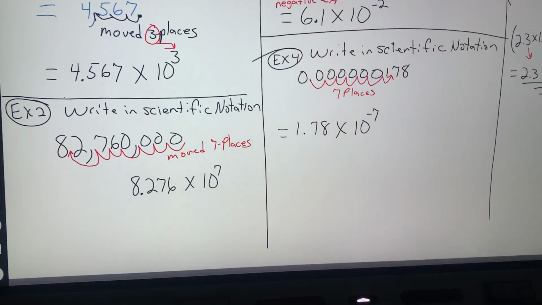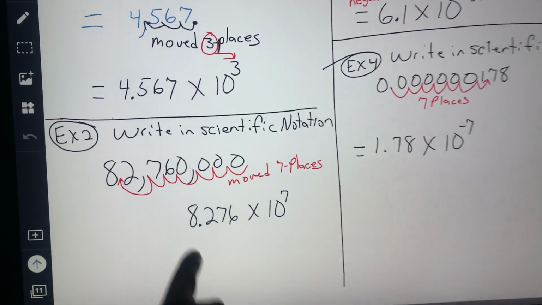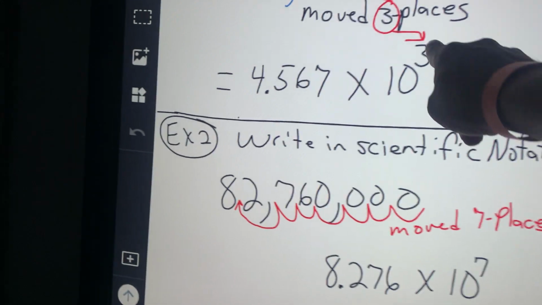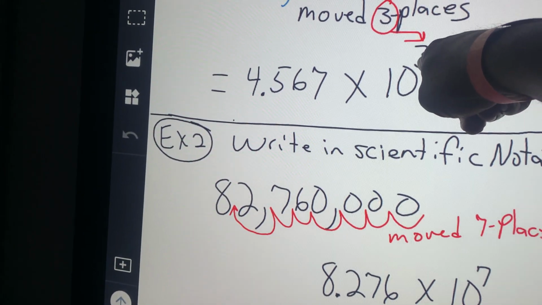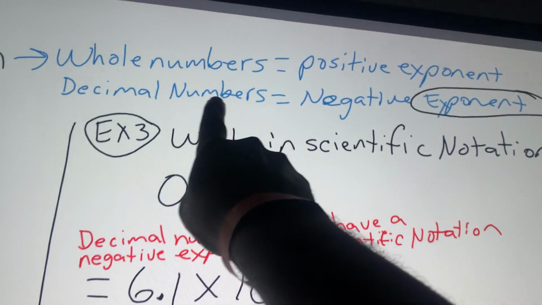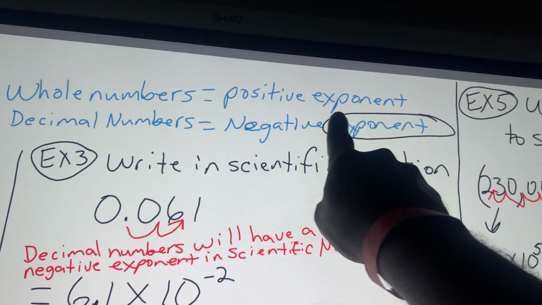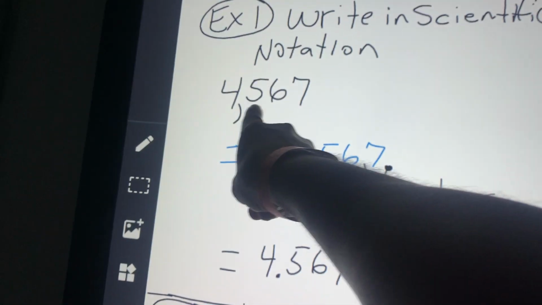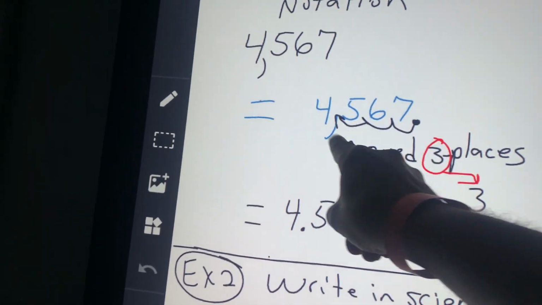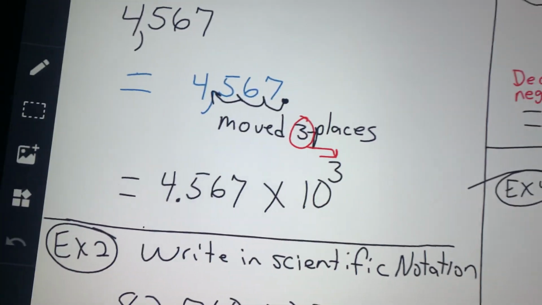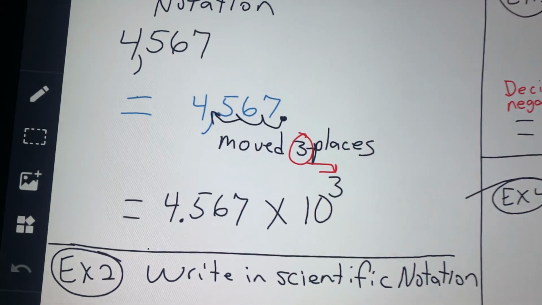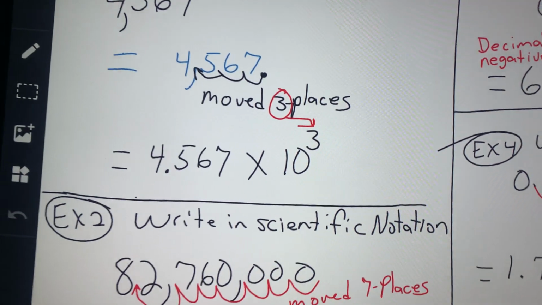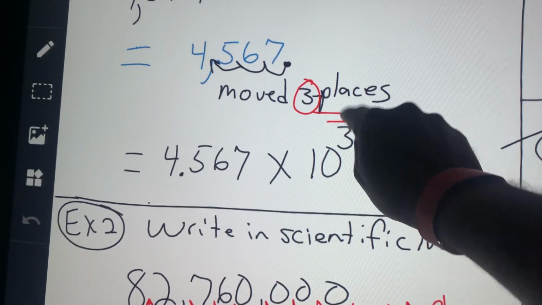And then here, where we have a positive third power. Here I said whenever we have a whole number, we're going to have a positive power. So this was originally a whole number, so we changed it to scientific notation by moving that decimal between the first two numbers. We moved it 3 places, so that's going to be our exponent.